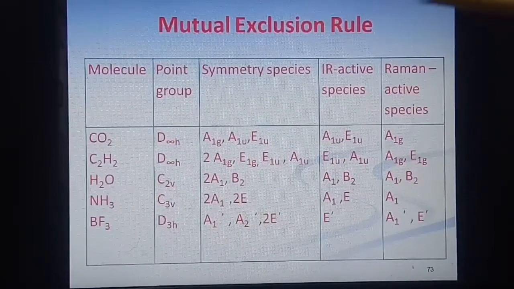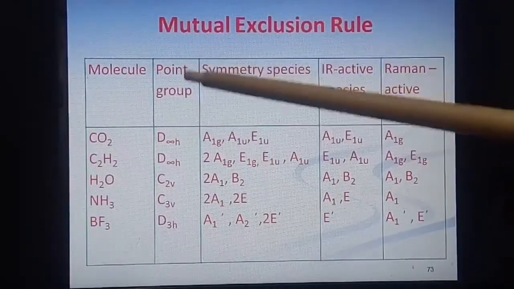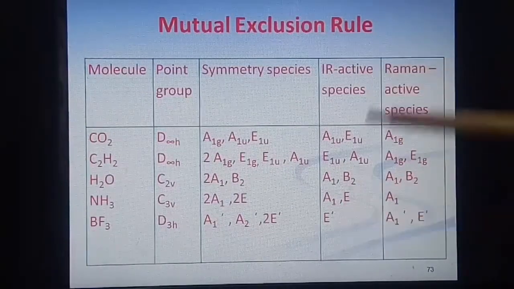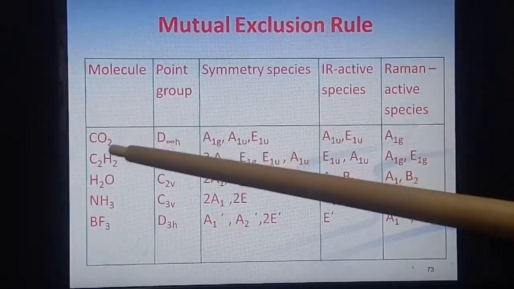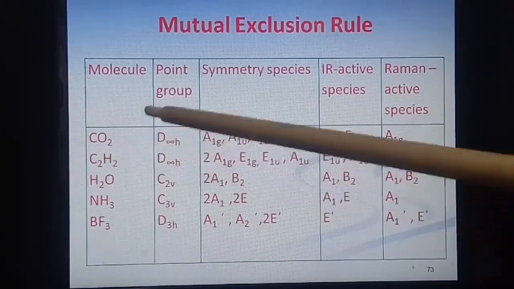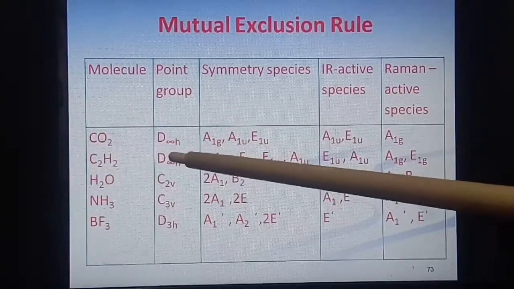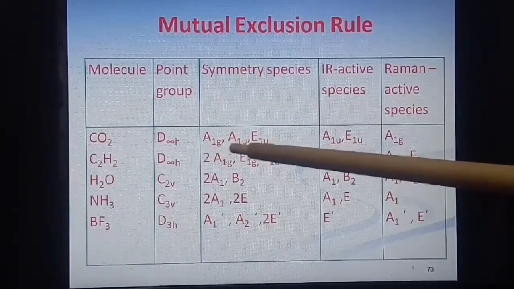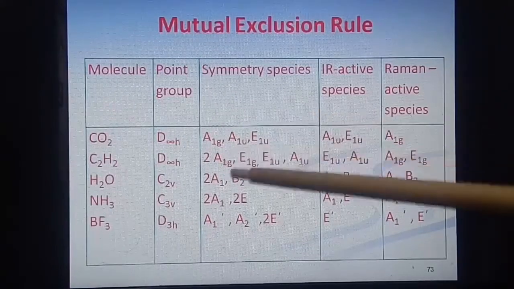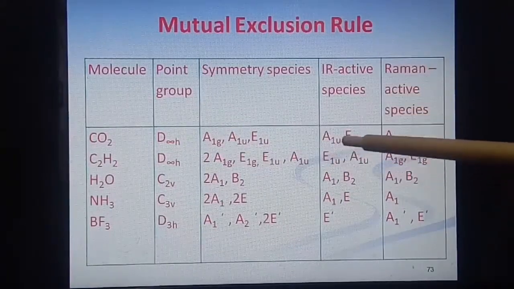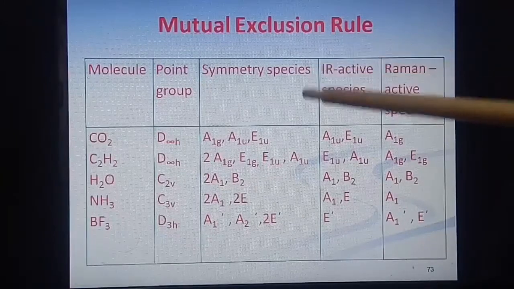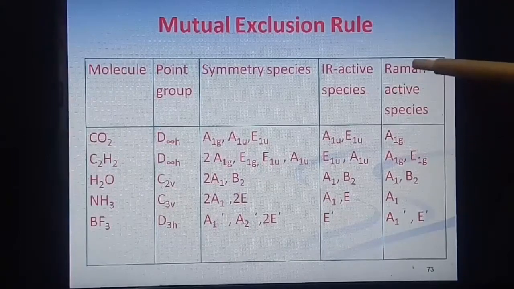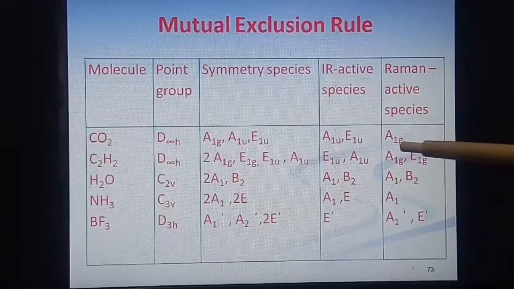This is the table: this is the molecule and this is the point group. This is the symmetry species, this is the IR active species, and this is the Raman active species. The first molecule is CO2, the point group is D∞h. The symmetry species are A1g, A1u and E1u. A1u and E1u will be IR active because they belong to u, and A1g will be Raman active because it belongs to g symmetry.